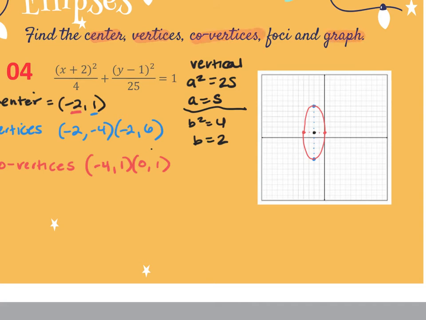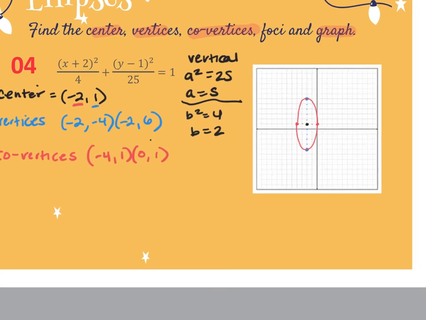What I'm missing is my foci. So remember the foci, I need the c. How do I find the c? A squared minus B squared. Good. C squared equals a squared minus b squared. So c squared equals 25 minus 4. C squared equals 21, and c would equal the square root of 21.